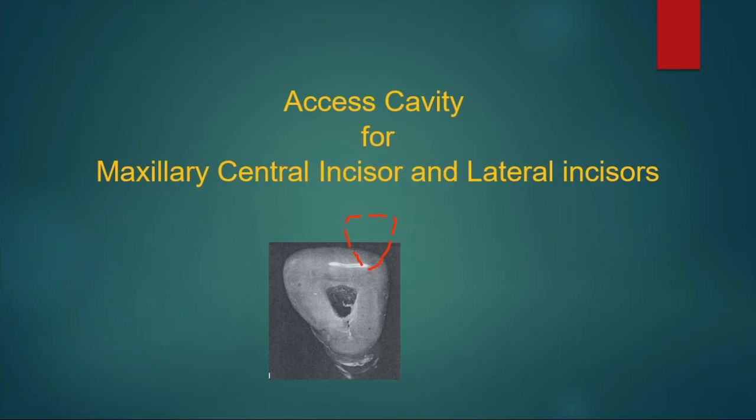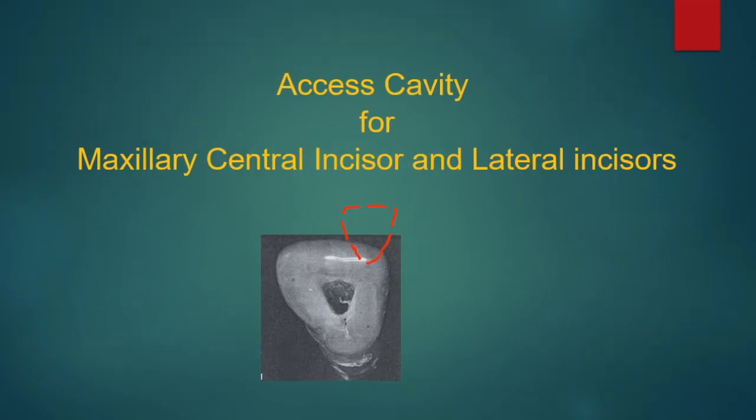Now I'm going to talk about some facts about the central and lateral maxillary incisors. It's very common to have lateral canals in both maxillary central and lateral incisors. The lateral canal in lateral incisors is usually huge in size, and sometimes the root canal in the lateral incisor ends with an apical delta.